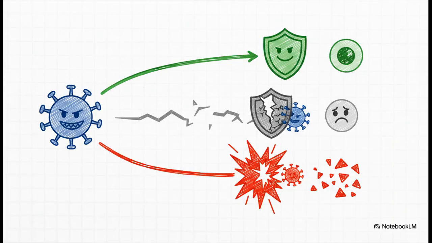So think about it like this. Whenever your body faces some kind of threat, the immune response can really go one of three ways. It can be just right, totally adequate, and you heal up. It can be inadequate, which leaves you vulnerable. Or it can be excessive, a massive overreaction. And that's exactly what we're diving into today.